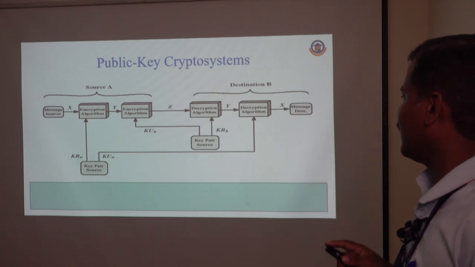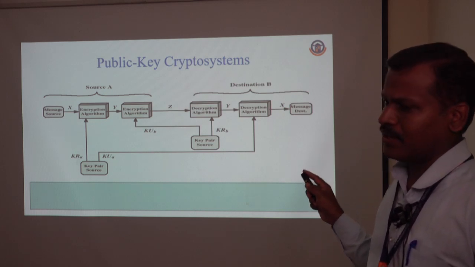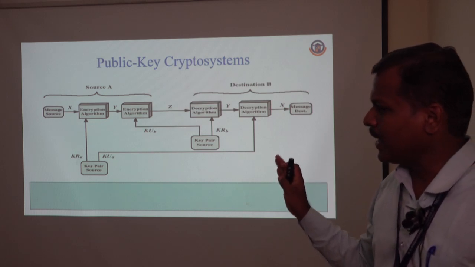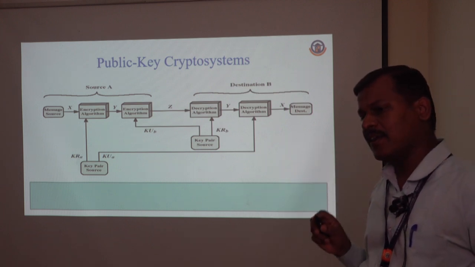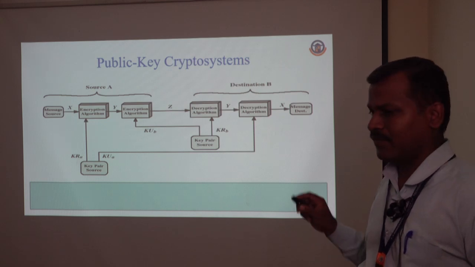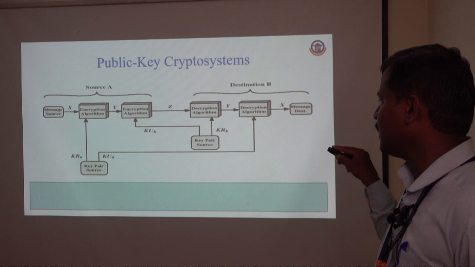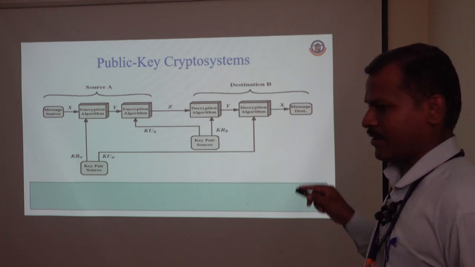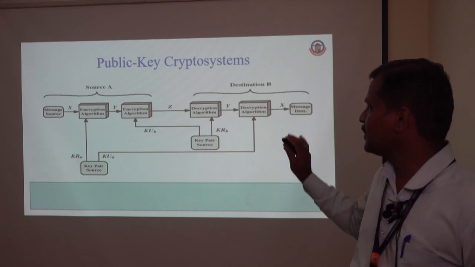Okay, you can see the diagram here. We are using two different types of keys, KRA and KUA. That is the sender side, public key and private key. Next, the receiver side, KRB and KUB. The public key symbol is KU, the private key symbol is KR. The sender is A, the receiver is B. You can see the diagram.